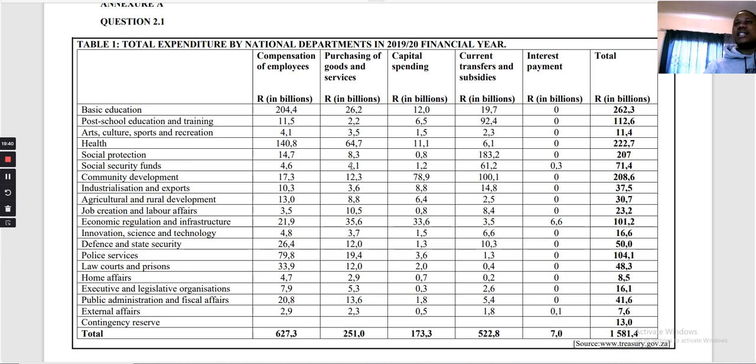Okay, so here's the table. I'm just going to go through this table with you. On this table, we are given the basic education, we are given the post-school education. I'm not going to read all of this. We are given the compensation of employees, how much the employees have been paid. Then we have the purchasing of goods and services, capital spending, current transfers and subsidies, interest payment, and then we have the total. But what you need to understand is that this table shows you the government expenditure. Okay, so let's move on.